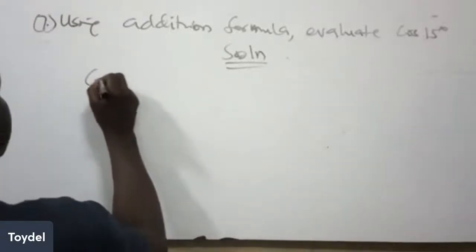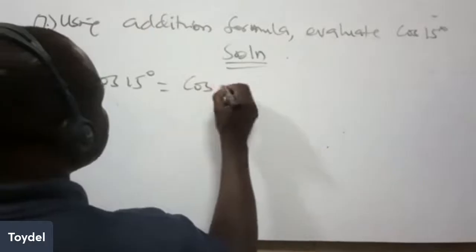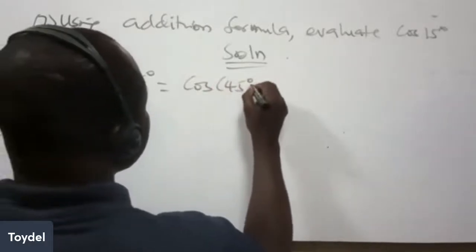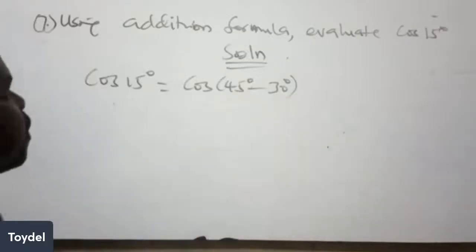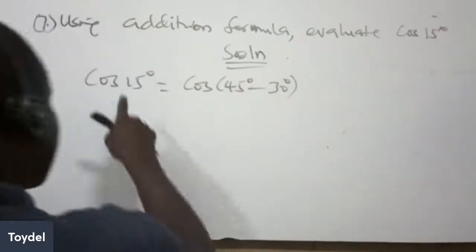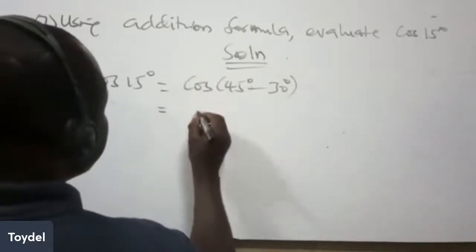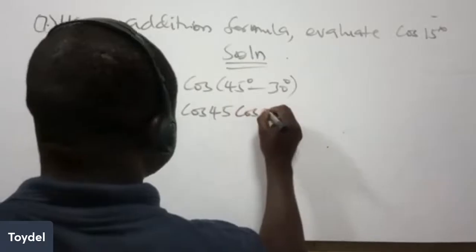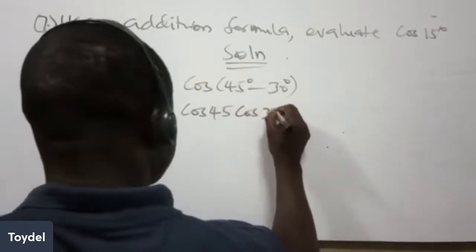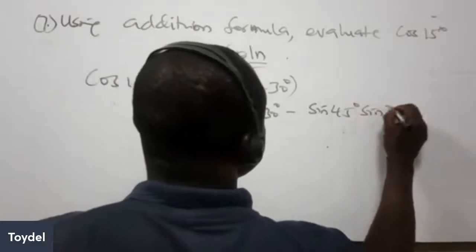So for me to be able to find this cos 15, I'm going to rewrite this. I can change this to cos of 45 minus 30. Of course, 45 minus 30 is 15. Since I cannot get this directly, I have to resolve it in this form. Then the formula for this will be cos 45 cos 30 minus sine 45 sine 30.